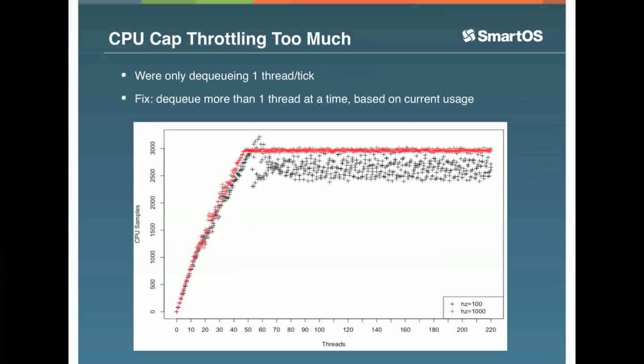So the fix that we had to put into the scheduler was that we look and see how much usage you have and how many threads you have in the queue. There's a special queue when you hit your cap. And so we actually dequeue more than one thread at a time and scale that up depending on how much work there is to do, so that we can actually keep that zone running at its cap instead of at a much lower rate.